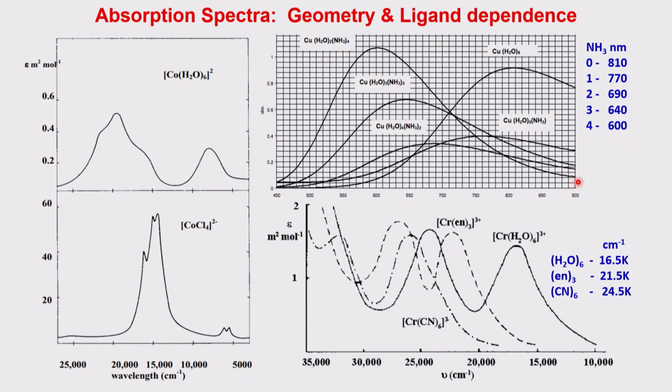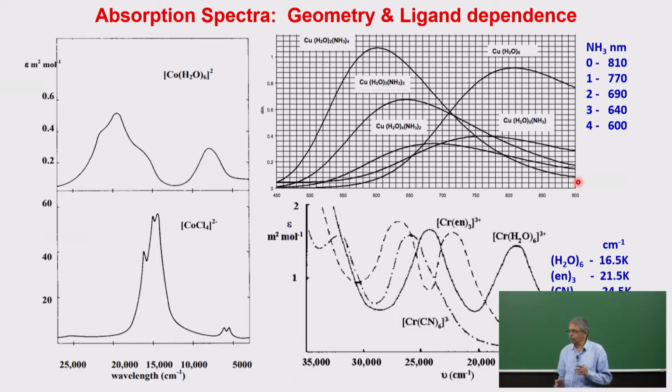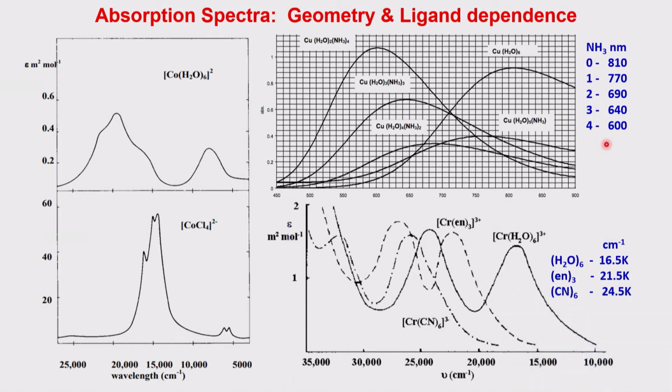So you have shifted from 800 to 600 nanometers just by doing one change. No change in the geometry, no change in the metal ion, no change in the oxidation state. It is a change only in the ligand type. 6 waters, 5 water 1 ammonia, 4 water 2 ammonia, 3 water 3 ammonia, 2 water and 4 ammonia, and that changes from 800 to 770 to 690 to 640 to 600. Very smooth transition. So what is happening here? Because the ligand is changing.